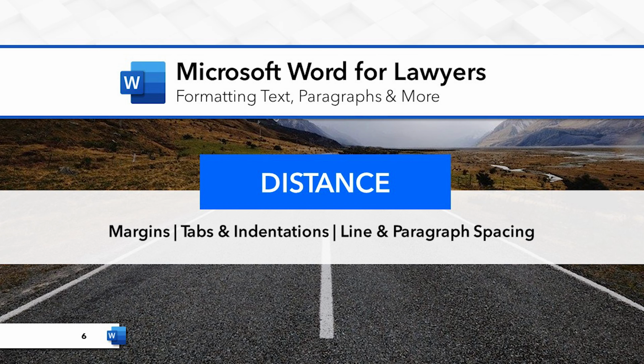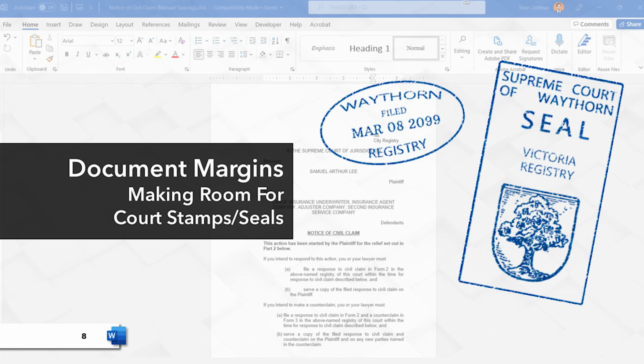This first section, I want to talk to you about distance. So by distance, what I've included in there is margins, tabs and indentation, and line and paragraph spacing. So we're going to start with margins, and I'm going to jump to this slide number 8. And in my jurisdiction in Victoria, BC, the court here, when you file an originating document in the court system, like when you're starting a lawsuit, of course, you do not already have a file number because that's something that the court gives. And the court will generally put one of these stamps on it.